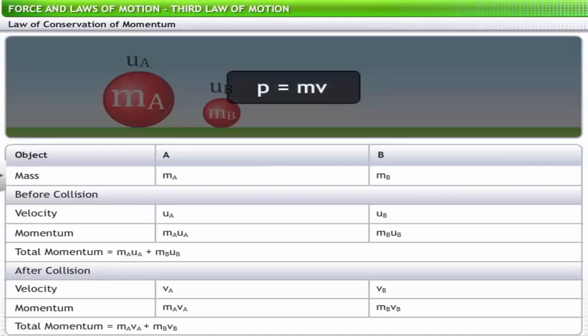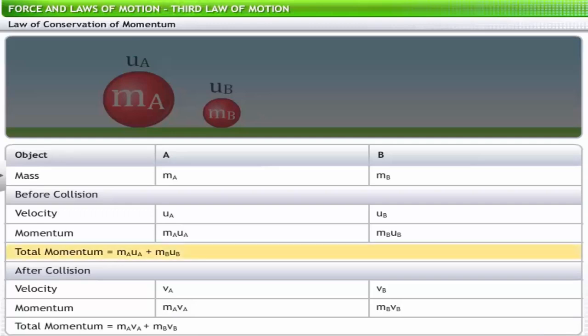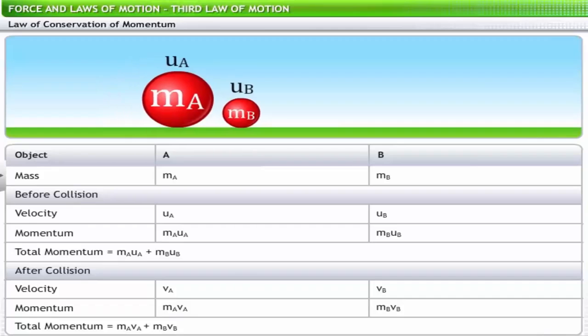Momentum of an object is the product of its mass and velocity. Therefore, the momentum of each sphere is mass times its velocity. Assuming there are no external forces, the total momentum in the system will be equal to the sum of the momentum of both the spheres. Since the spheres are moving at unequal velocities along the same path, they will collide at some point.